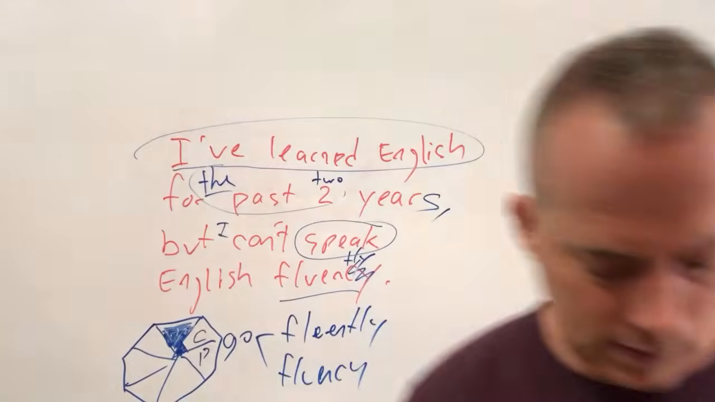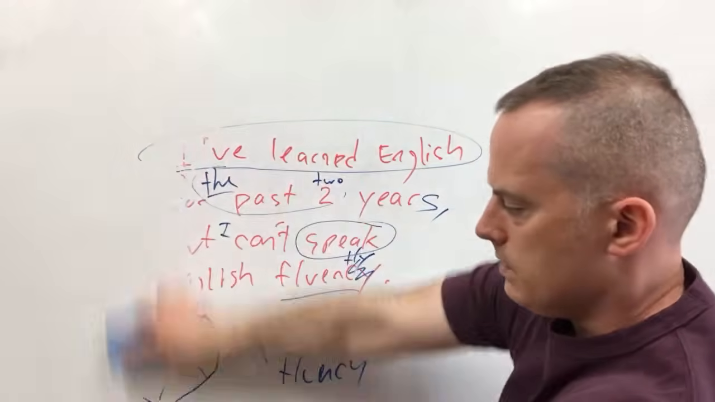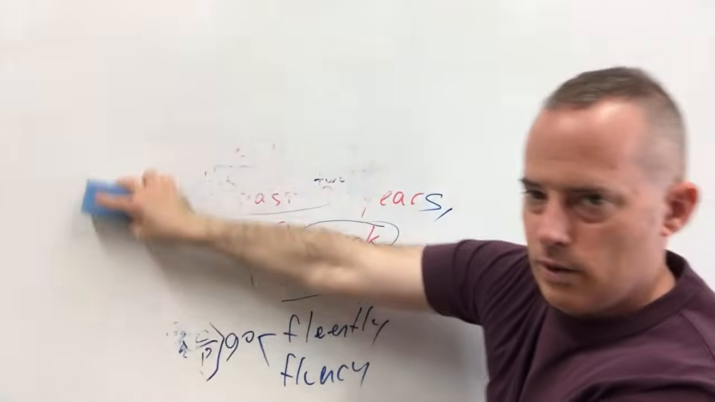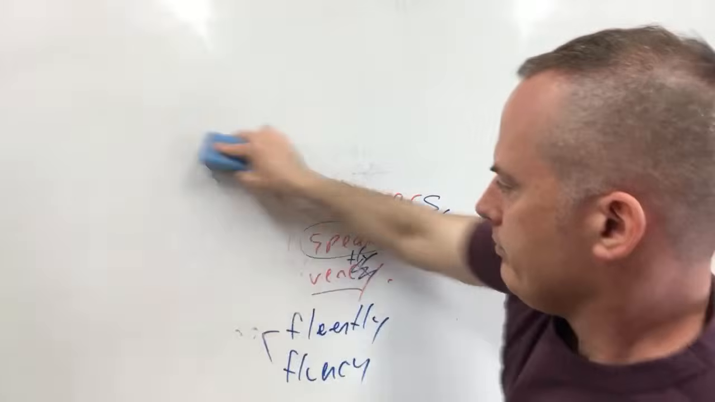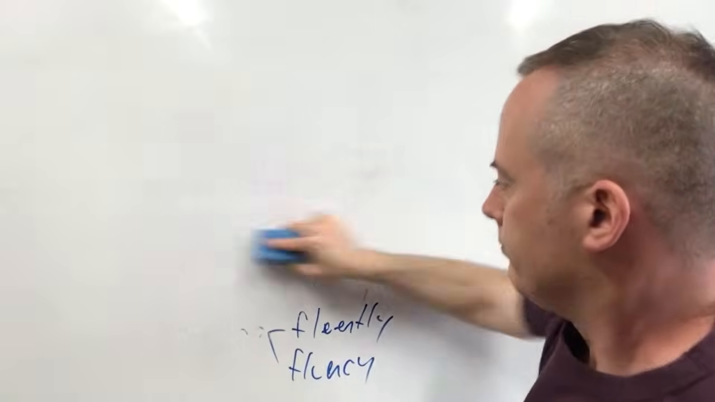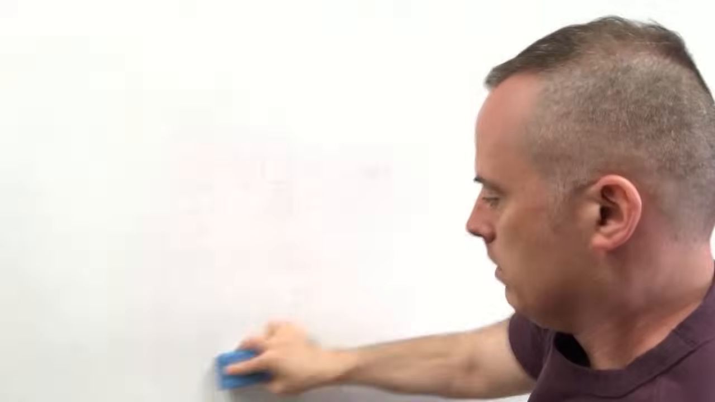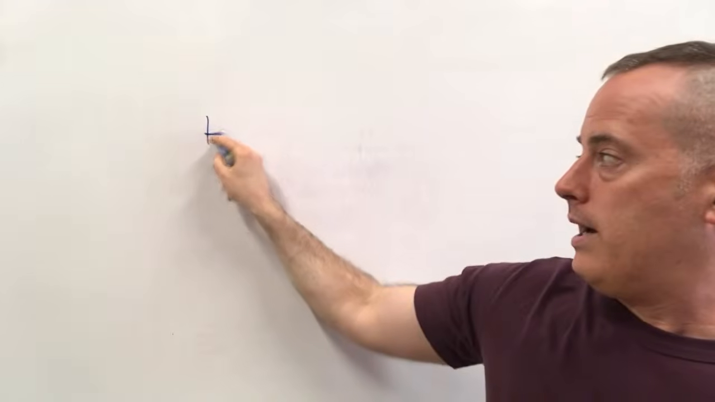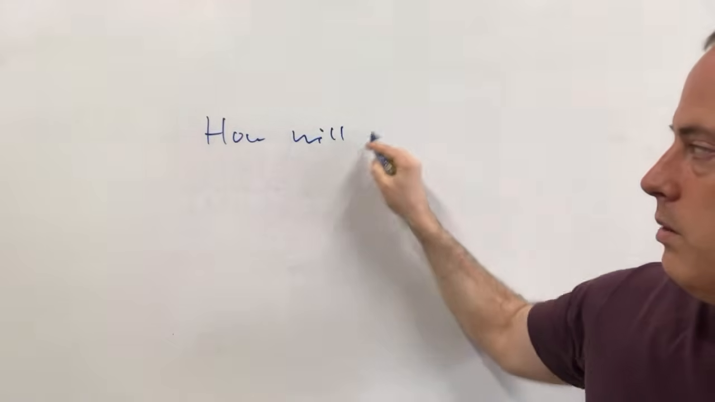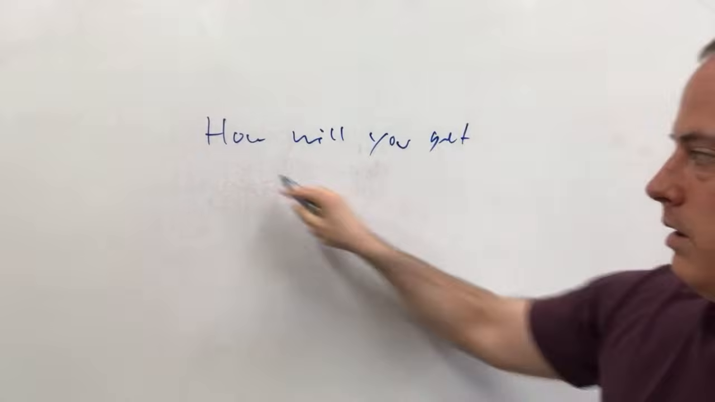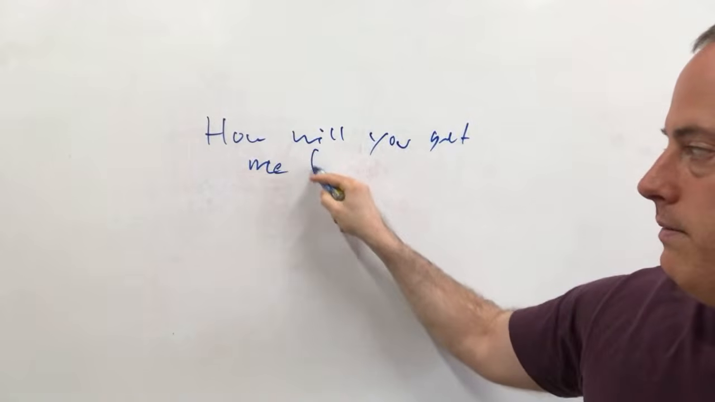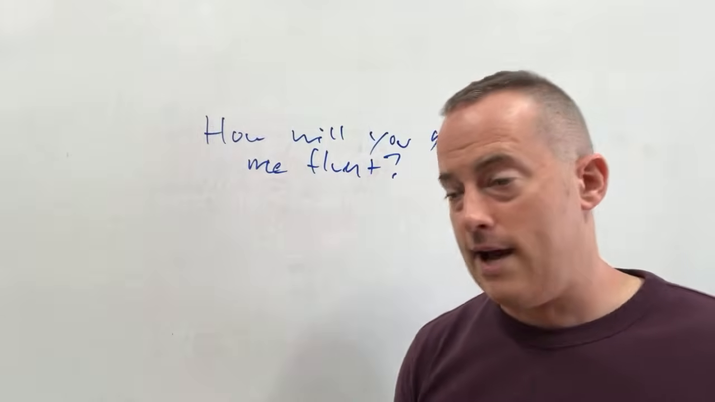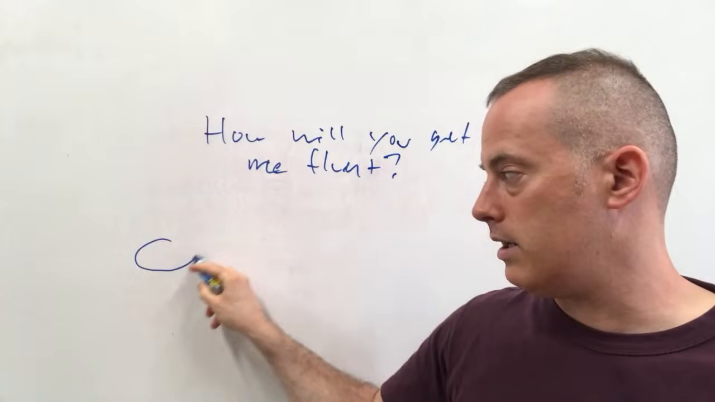My method is, if someone comes to me and they say, hey, Drew, how are you going to get me fluent? How will you get me fluent? And I say, okay, great. I'll call it the tomato technique.